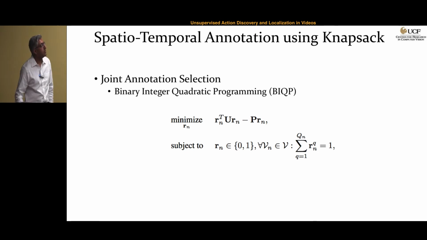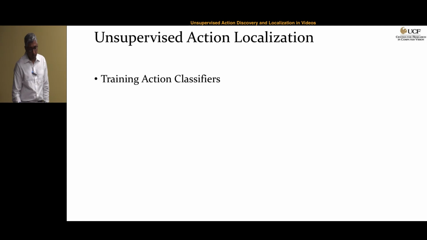And we want to minimize this such that we select one annotation from each video. That will ensure that we have the most similar annotations across a group of videos within a cluster that belong to the same action class. Now, after we have the final good annotations as well as the video level labels for each one of those training videos, we want to learn action classifiers.